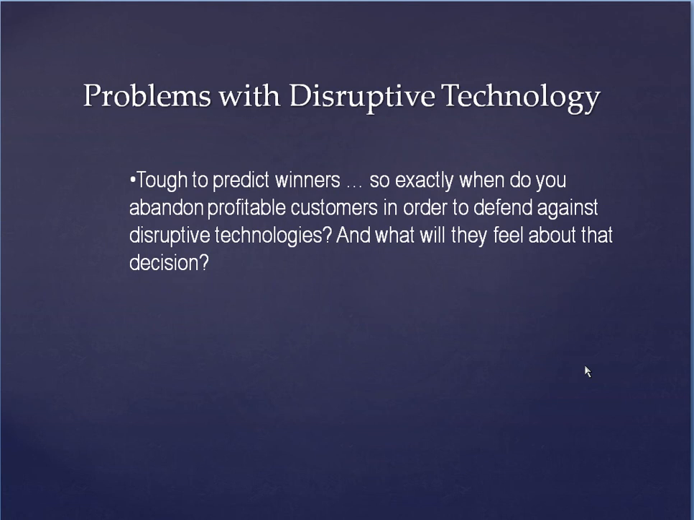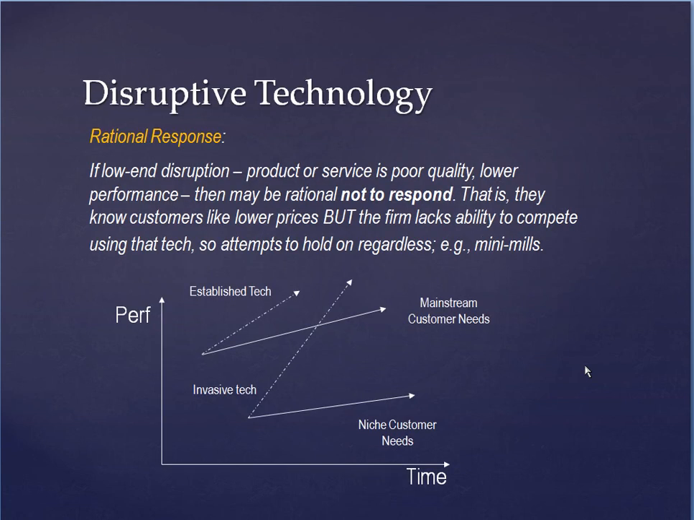And it might not even work the way that Christensen hypothesizes. If it's a low-end disruption, if the product or service is poor, lower quality, and you're serving the high end, it may be quite sensible for you not to respond. That is, you hold onto the marketplace, you wait and watch, and you see if it really does improve. Meanwhile, you start serving your customers differently. You try to bring that place in. But oftentimes, what happens is the disruptive technology doesn't necessarily improve to the point that it meets the mainstream customer needs. Instead, it ends up being used in a consumer niche and stays pretty much the same.